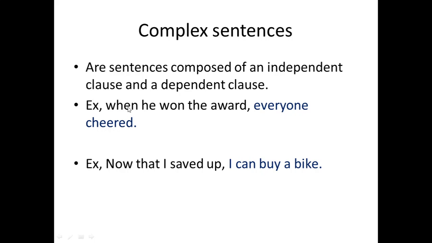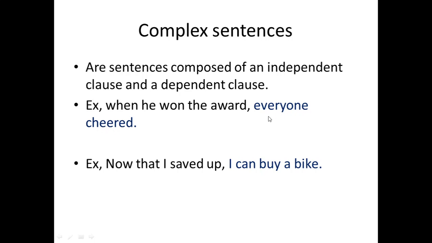Let's look at this example. When he won the award, everyone cheered. Is this an independent sentence? When he won the award, is it independent? No, of course not, because it's not a complete thought, right? It isn't completed yet. So when he won the award, then what happened? We don't know. It's incomplete. So therefore, this is a dependent clause. Everyone cheered, right? Everyone was happy. So this is the independent clause.